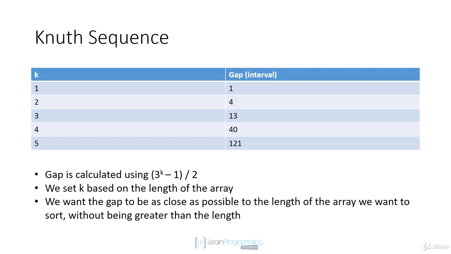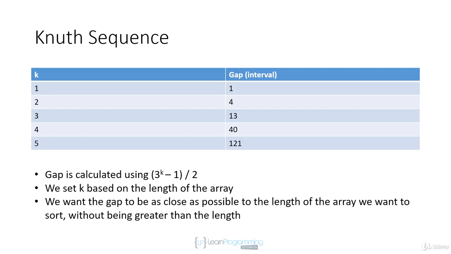And the initial value that we want to use is based on the length of the array. What we want is to use the value of k that's going to calculate to a value as close as possible to the length of the array without going over. So if we had an array of, let's say, 20 elements, we would want to start with k equal to 3. If we were to start with k equals 4, the gap would be 40, and that's greater than the length of the array, so that won't work.